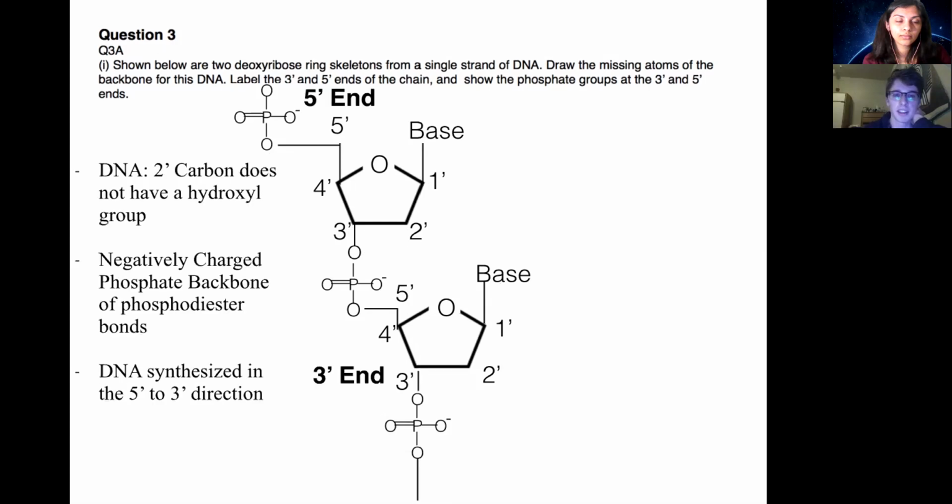And so that brings up 3 important points about this structure. The lack of a hydroxyl group on DNA allows it to have that 2' endo sugar pucker that allows BDNA formation. And 2 important points that will come up later in the question are the negatively charged phosphate backbone, which is seen through each linkage, and the fact that this DNA is synthesized in the 5' to 3' direction, which we'll see more later. So here's the basic structure of the DNA.